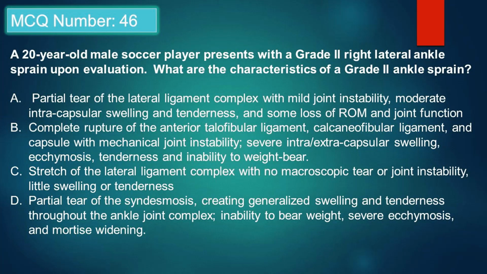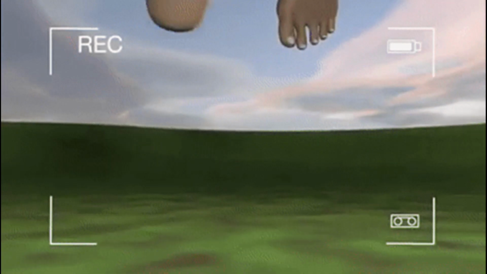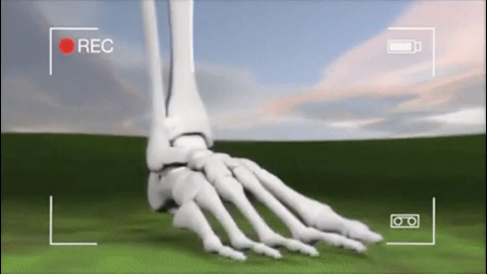And the correct answer is option A. In the case of a grade 2 right lateral ankle sprain, there is a partial tear of the lateral ligament complex with mild joint instability, moderate intracapsular swelling and tenderness, and some loss of range of motion and joint function.